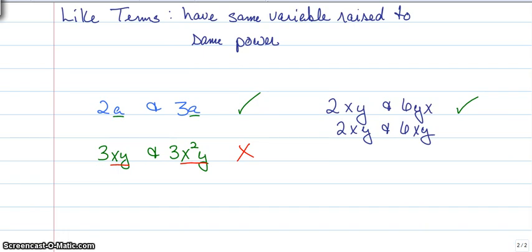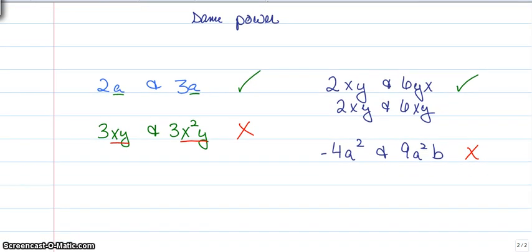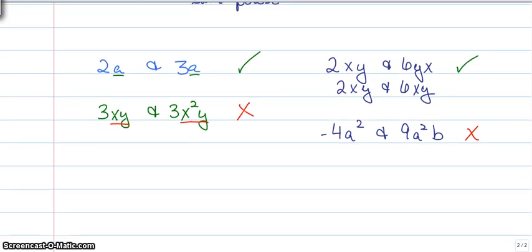Now let's see, what if I have negative 4a squared and 9a squared b? Oh, I've got a squared and a squared. But these are all multiplied together, so that's one term. This one doesn't have a b. So these are not like terms. The reason it's important to be able to recognize like terms is that if I have like terms, they can be added or subtracted. That's the reason it's so important.